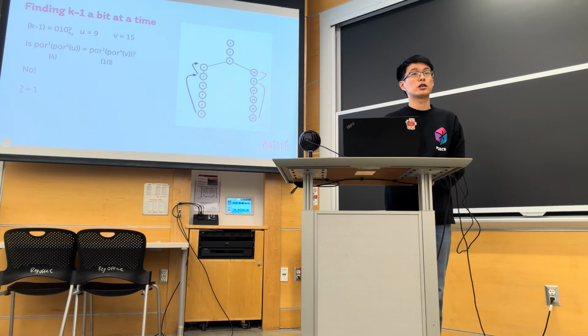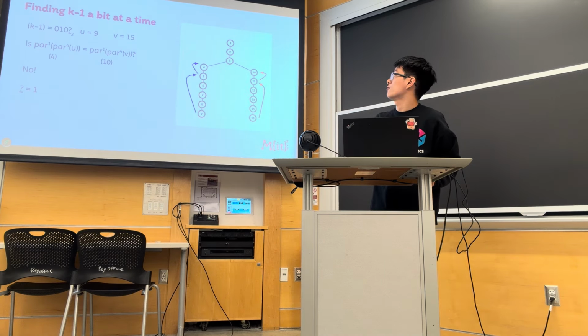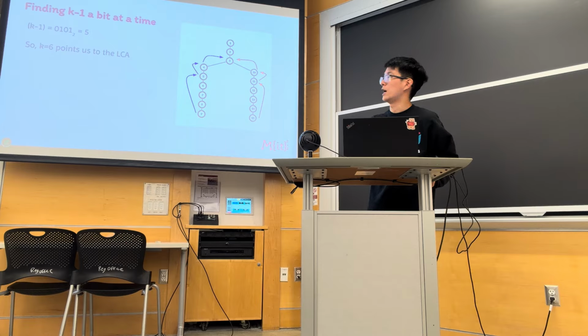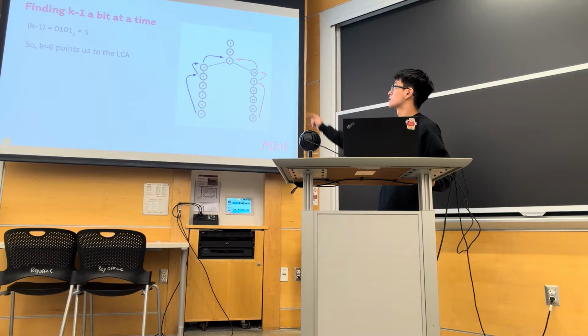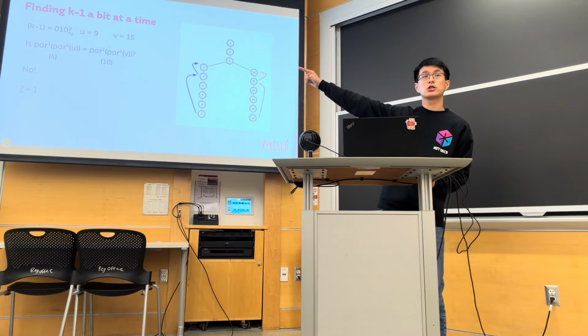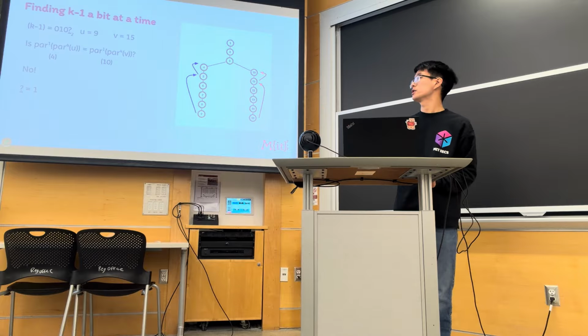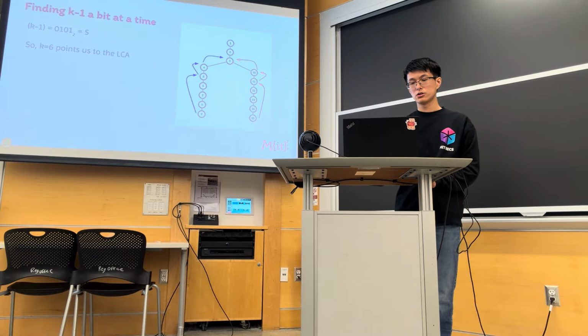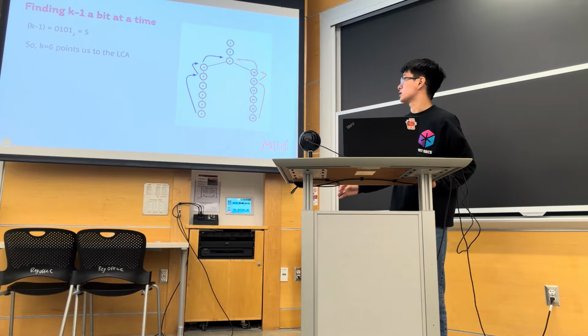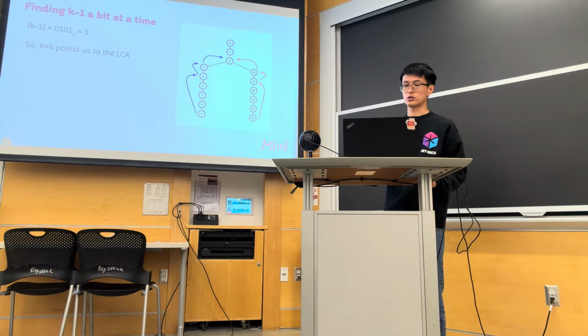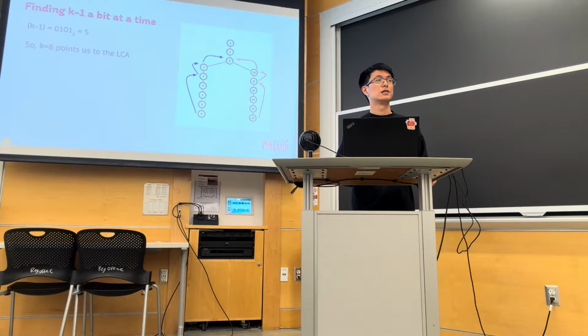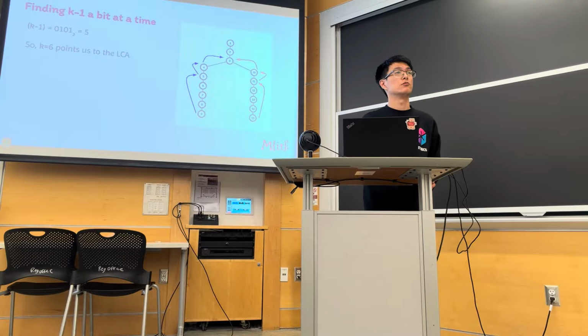So now that we've found k minus 1 using this one bit at a time approach, we can easily find k by just adding 1. So k equals 6 here. We found that k minus 1 is 0, 1, 0, 1 in binary, which is 5. So our LCA is the 6th parent of these nodes, which is 3. Any questions about this one bit at a time approach?